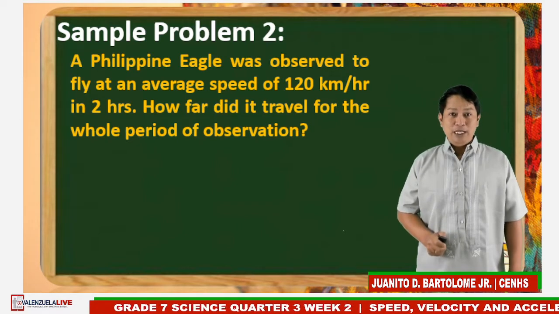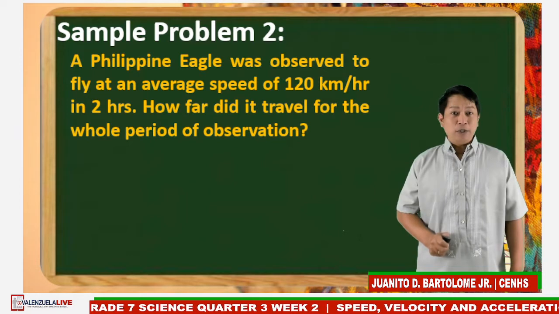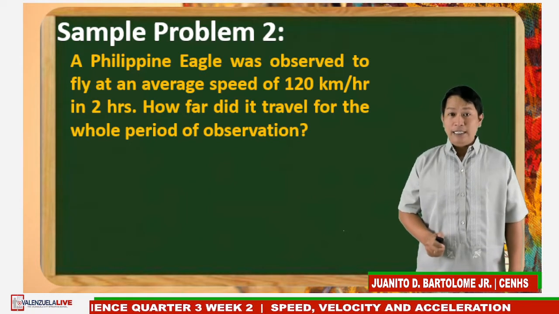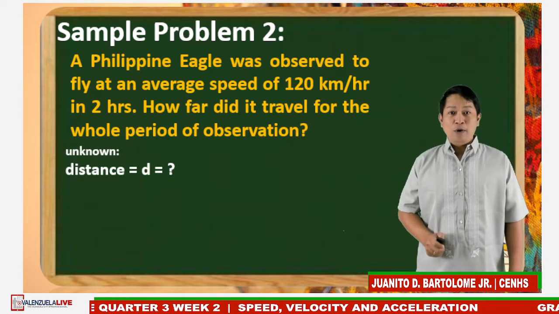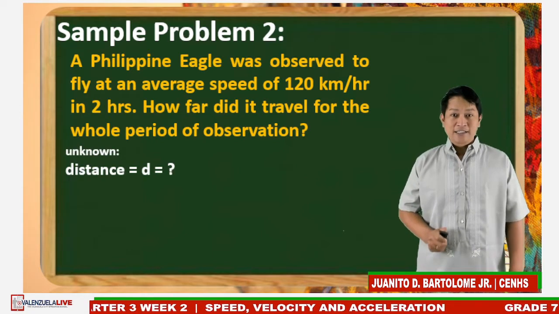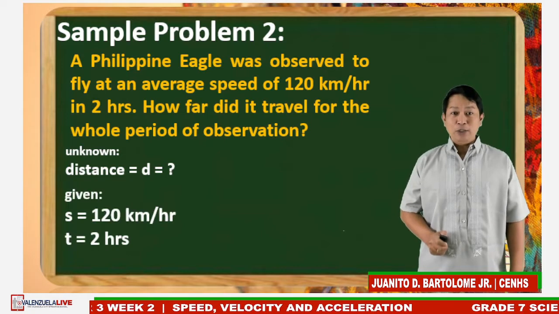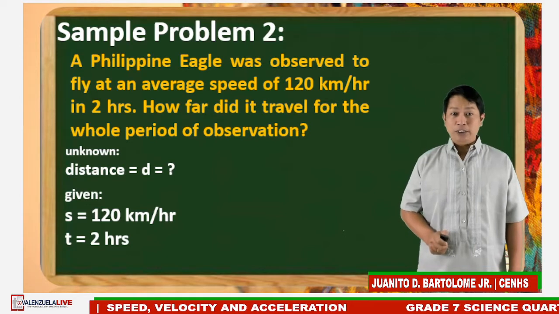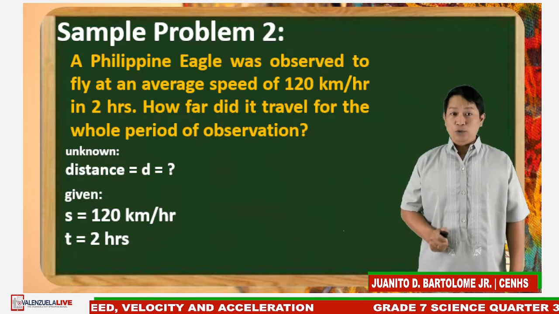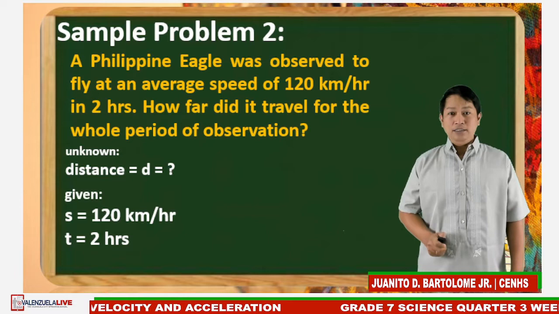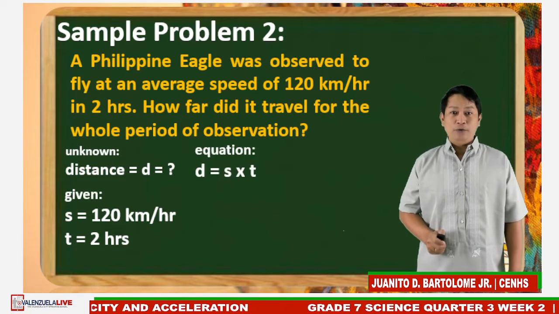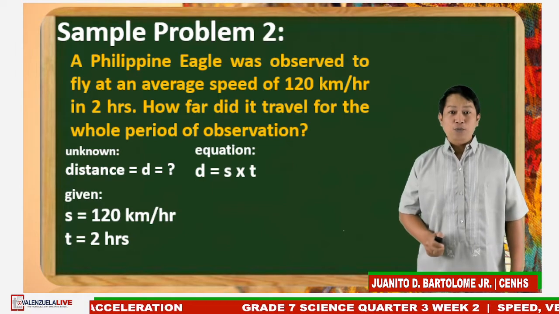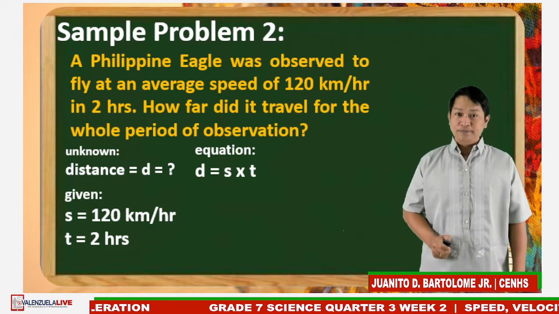First, let us find out what is being asked. Based on the problem, we have to answer the question, how far? How far denotes distance. Distance is our missing quantity. Then second, we will identify the given quantities, and these are speed, which is equal to 120 kilometers per hour, and time is equal to 2 hours. Third, we need to identify the equation to solve for the unknown. Our equation is distance is equal to speed multiplied by the time.